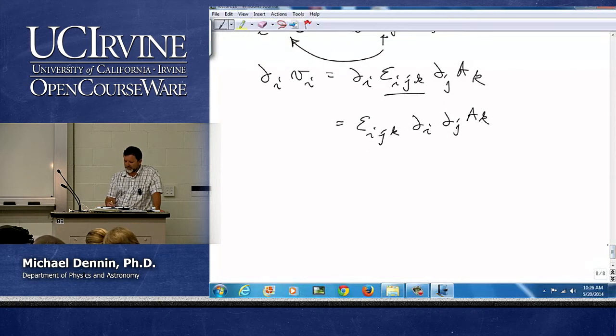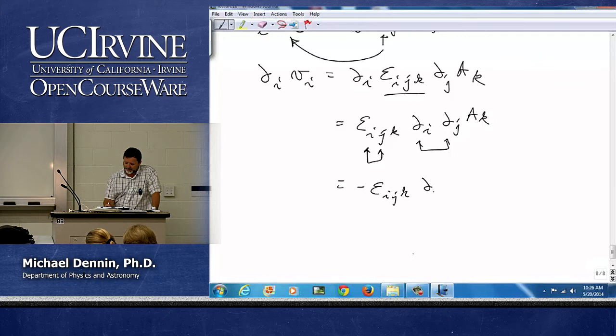And now I see I have the same thing. I can change these two derivatives without it making a difference. But if I change i and j, I pick up a minus sign. So I'm going to get that same exact situation where this equals minus epsilon ijk d_i d_j a_k. And so I'm going to get that at 0.